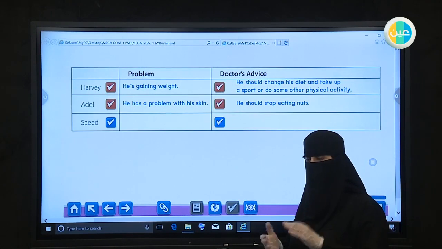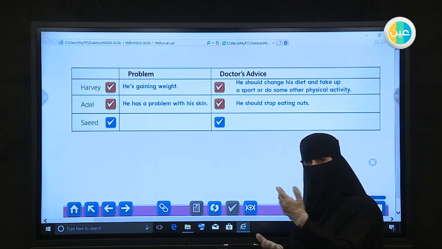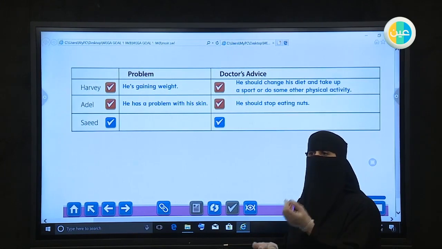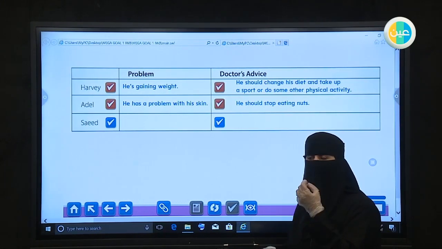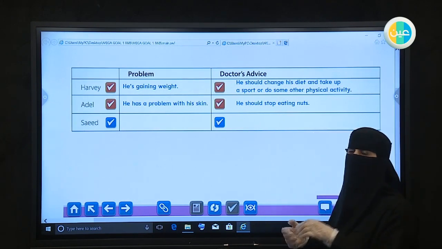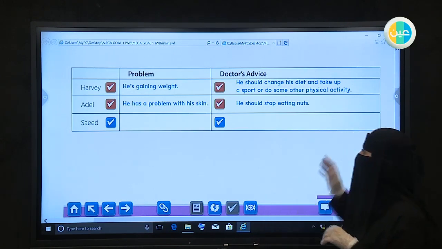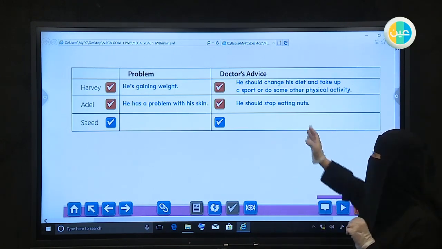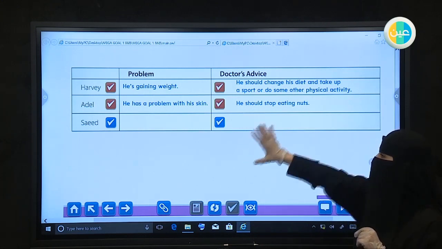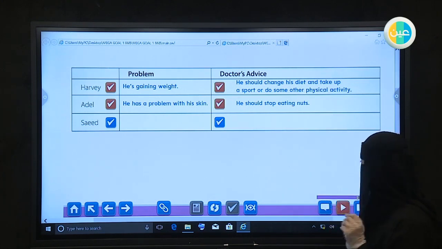He should stop eating nuts because he mentioned in his conversation with Dr. Weiss that he eats a lot of cashew nuts because he is on the football team. So he needs a lot of energy to do his sport. And the doctor advised him to stop eating nuts. This is about the problem for Adel and Dr. Weiss's advice. Let's hear the last person's problem.